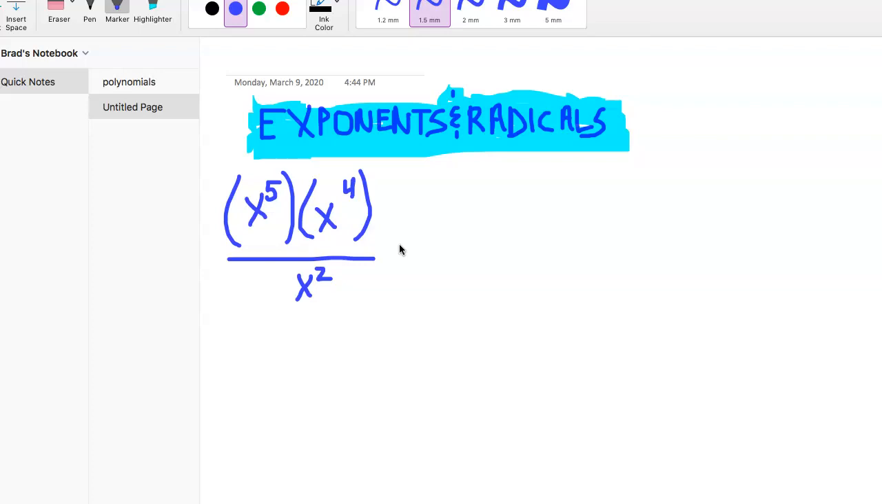Okay, so when we have x to the 5th times x to the 4th divided by x squared, we need to be able to know what to do when we multiply exponents as well as when we divide them. When the base is the same, so here we have x, this is a base, x, this is a base, they're exactly the same, as long as they're the same, then we just add the exponents. So 5 plus 4 is 9, and so we have x to the 9th, x squared stays the same down here.